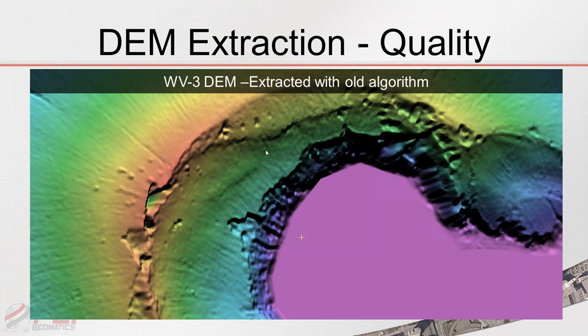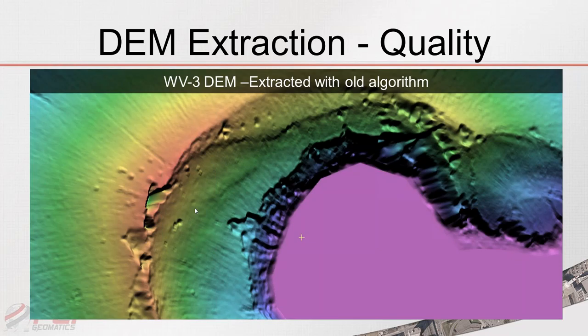So let's just take a look at some of the examples. So here we have a DEM or DSM that was extracted from our older algorithm. And as you can see, there are some very sharp ridges here. And you can see that the detail is not amazing. And you can see the ridges here, there are some failed areas in the correlation.